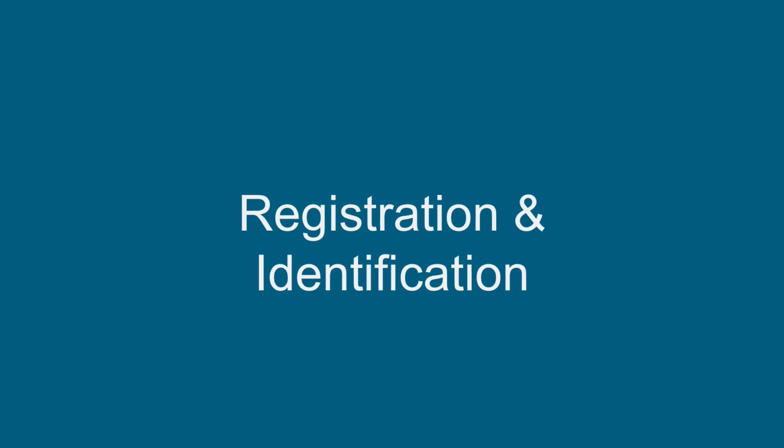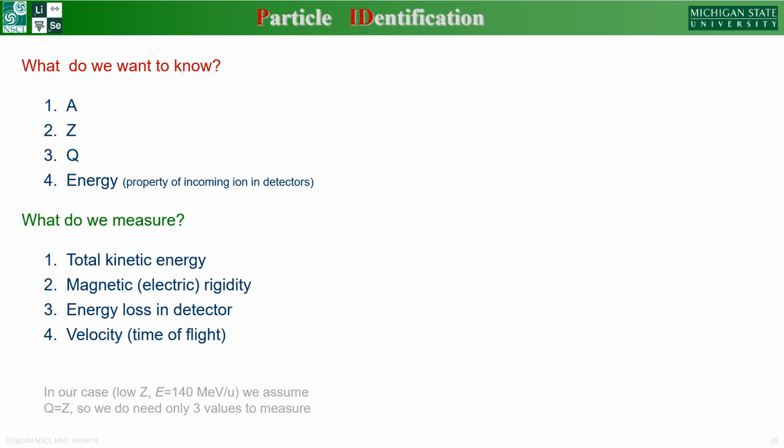Our final basic principles are registration and identification. The basis of PID, or particle identification. What do we want to know about particles? What does it mean we identified a particle? It means we know mass, elemental and ionic charges, and its energy. What can we measure? Total kinetic energy, magnetic rigidity, energy loss in a detector, and velocity based on the time of flight. If we need to know these characteristics, then we have to measure at least 4 values.